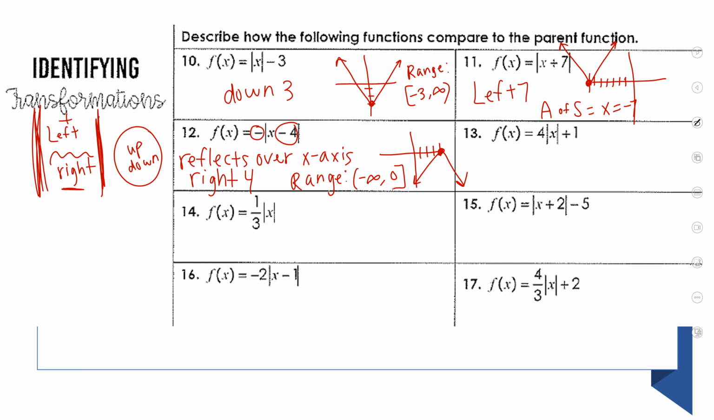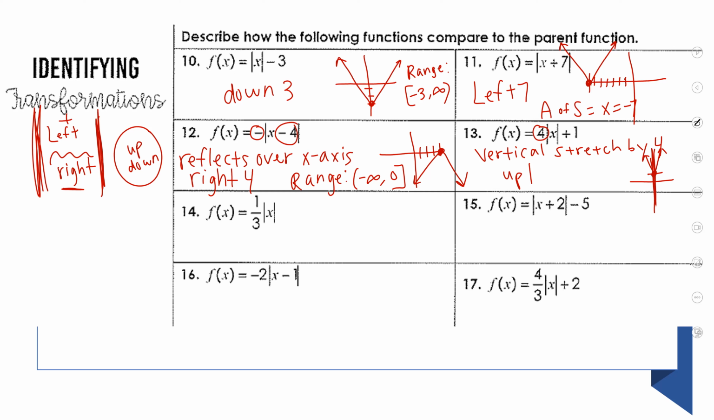Number 13. The 4 in the front, that will be a vertical stretch by 4, and then it goes up 1. So if I were to graph it, it goes up 1. This is my new vertex. And a vertical stretch, that means it's just skinny, so I'm going to draw it skinny. For this one, what's my axis of symmetry? X equals 0. Yep, it's just right down the middle. X equals 0.